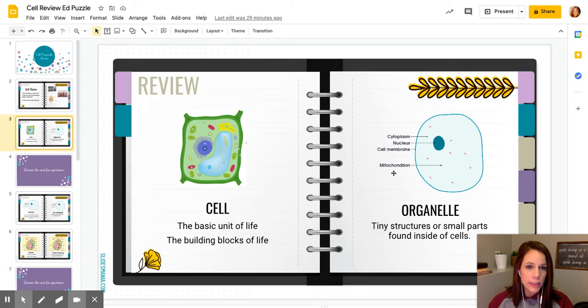Over here, organelles, you need to know what those are. Organelles are the tiny little structures that are found inside of a cell. I've been using this example all week: just like we have organs within our body that do certain things, cells have little tiny organs called organelles that have little jobs and functions, and they all have to work in order for the cell to remain alive and active.